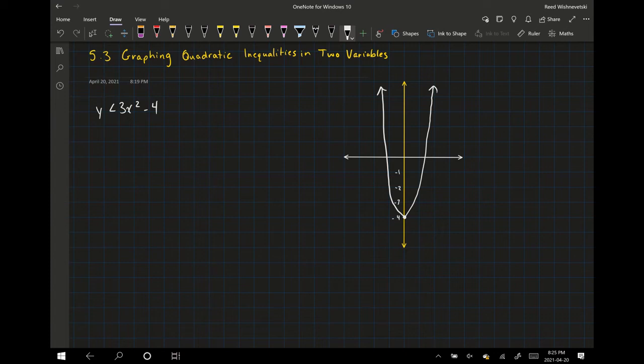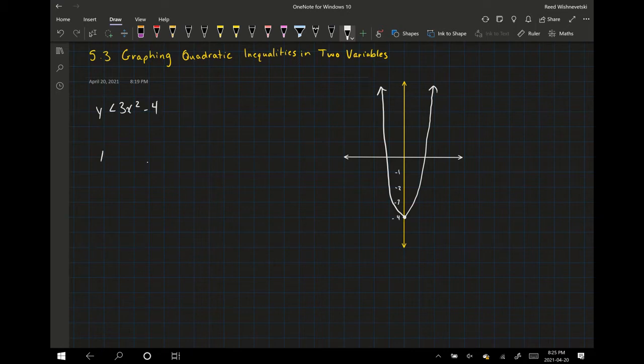Okay, so today we're going to be working on 5.3, graphing quadratic inequalities in two variables. And the example I've chosen to work on today is y is less than 3x squared minus 4. So as you can see, I've already graphed this out on my set of axes over here to the right, but I'm going to show you how I got there.